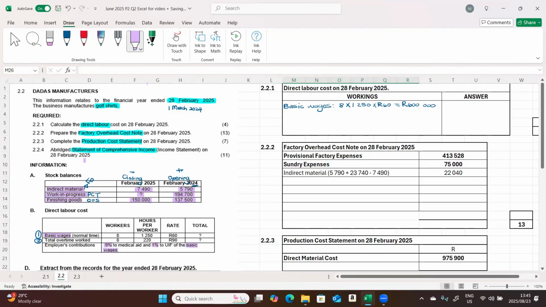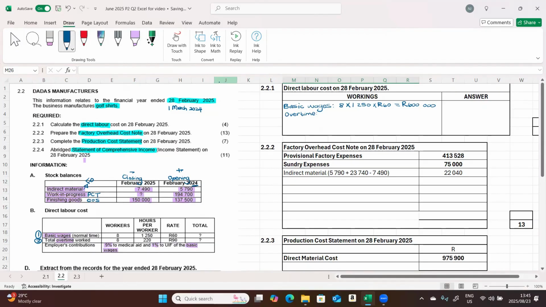Okay, so let's do that. So our overtime. All right, overtime. So let's go and write overtime in our answer sheet so that the marker knows that we are busy calculating. Because guys, sometimes you dream up calculations that we don't know where you get them from. So at least tell us what you are trying to compute.